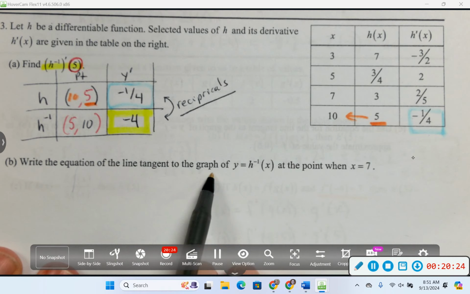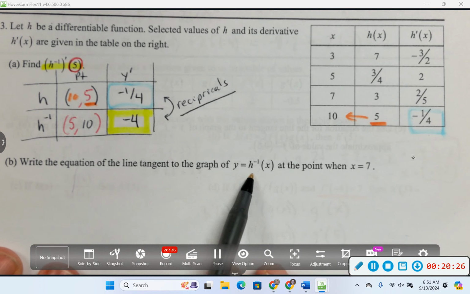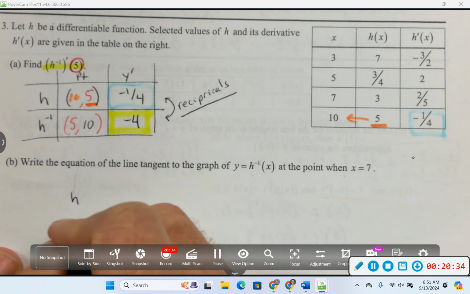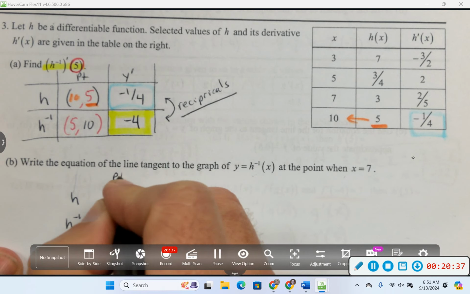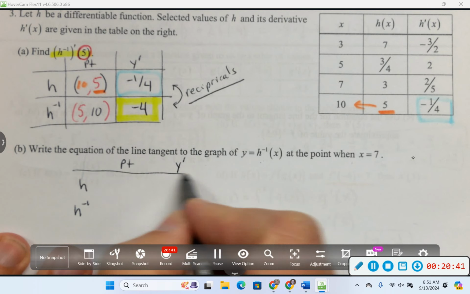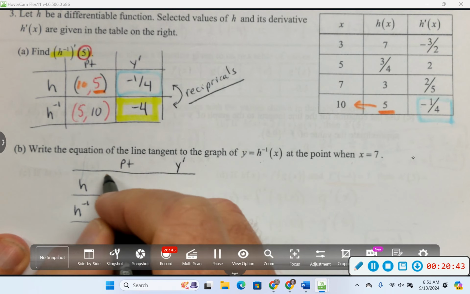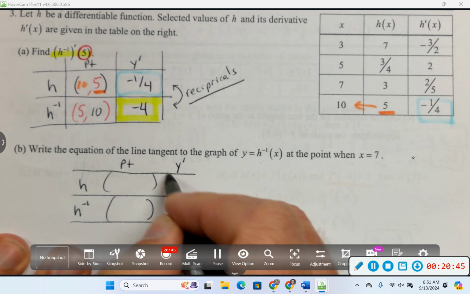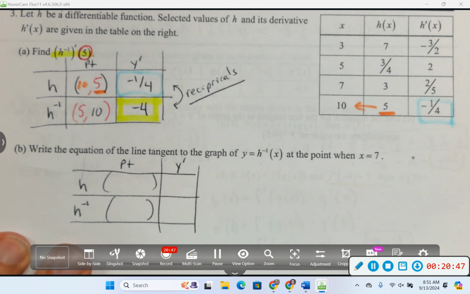Write the equation of the line tangent to the graph, meaning I need a derivative, of the inverse when x is 7. Inverse derivatives, and it's a pain, but the only way I can keep it straight is to set up the table. I've got to set up that table. Otherwise, I can't keep straight who's what and who's where.